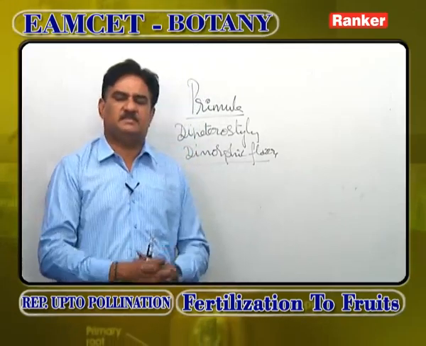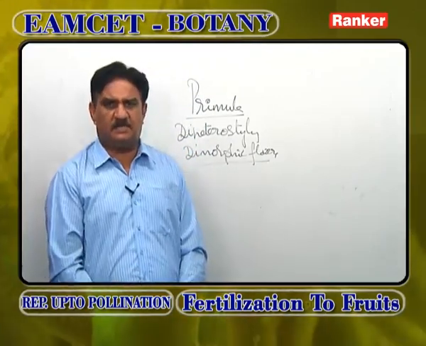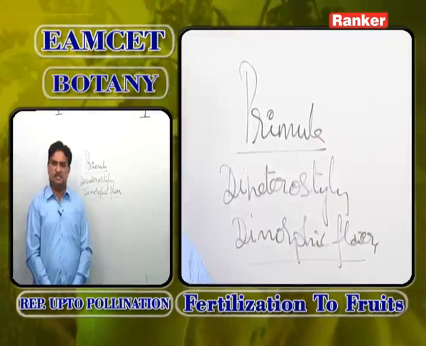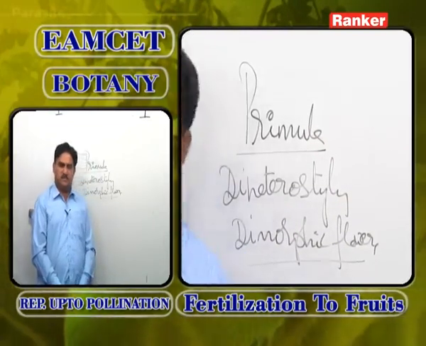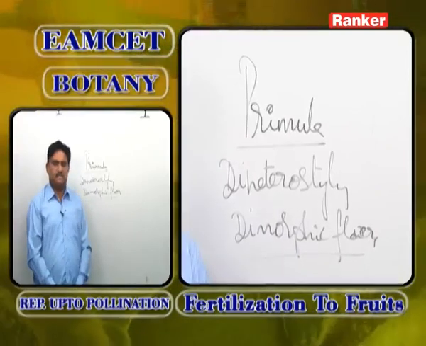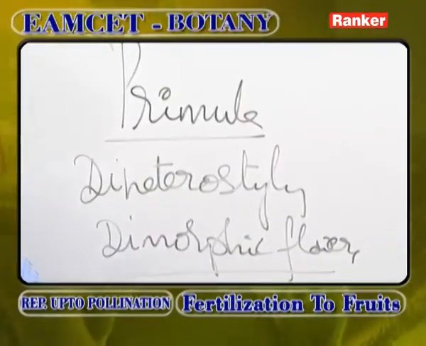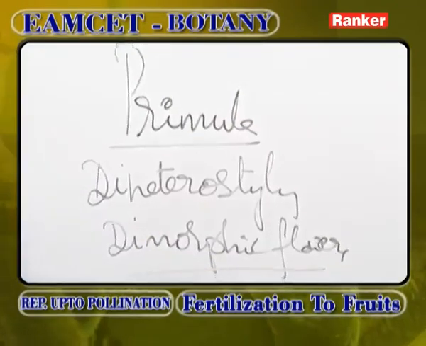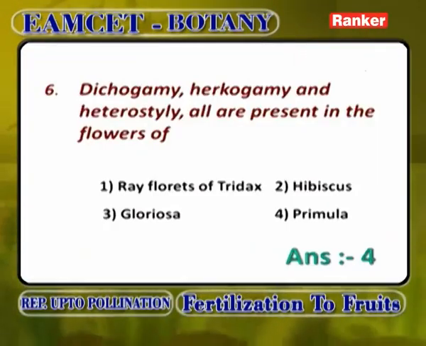Pollination always occurs between the flowers of long styles and long stamens, short styles and short stamens. There, the arrangement of essential organs is at different heights. So that is hercogamy. The maturation of essential organs, androecium and gynoecium, is at different times. So that is dichogamy. 2 different heights of styles present in the flowers of the same plant, that is heterostyle. So dichogamy, hercogamy and heterostyle all are present in the flowers of Primula. Primula shows diheterostyle.